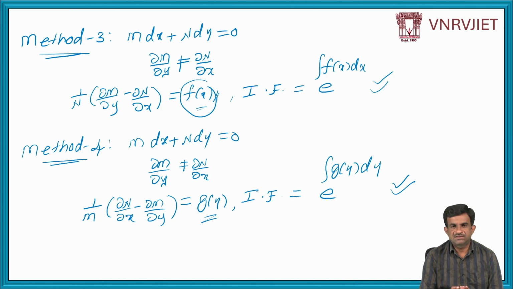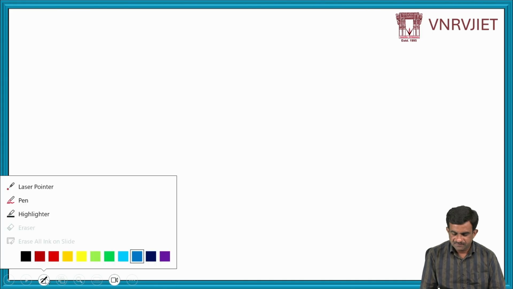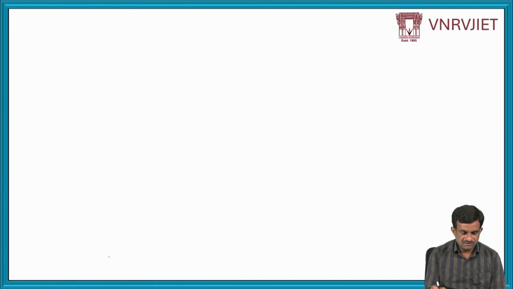If any one of these conditions is satisfied, that means if it is a function of x, then we take the integrating factor as e to the power of integration f(x) dx. If it is a function of y, then we take the integrating factor as e to the power of integration g(y) dy. Roughly we have to check, then only can we decide. Now we will go to one or two problems so that we can understand how to apply method 3 and method 4, depending on the condition.